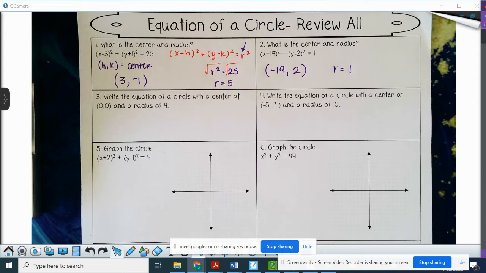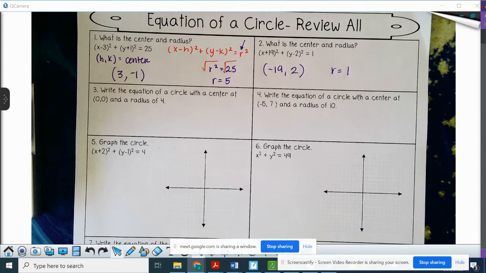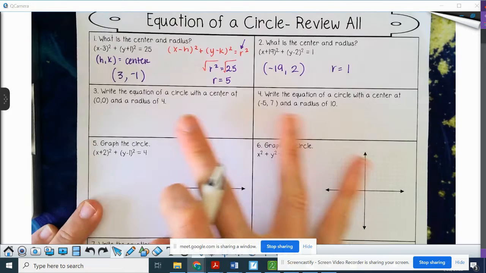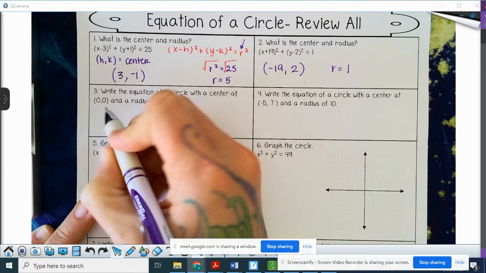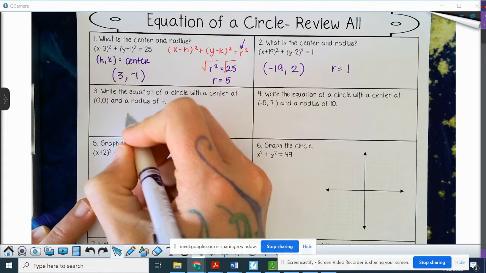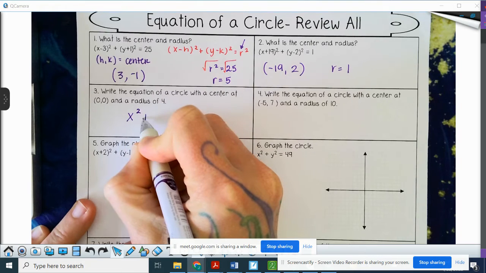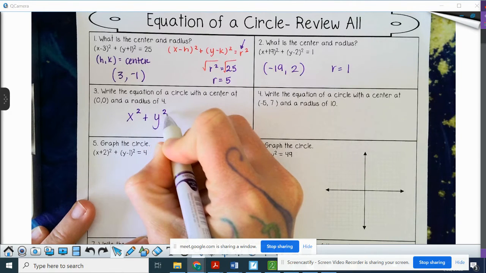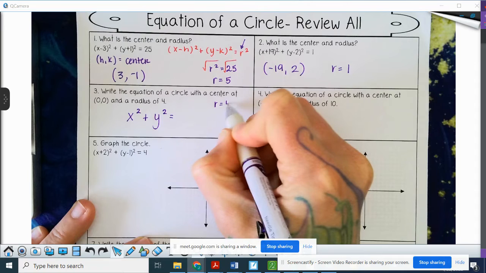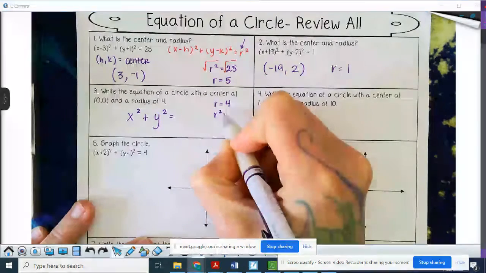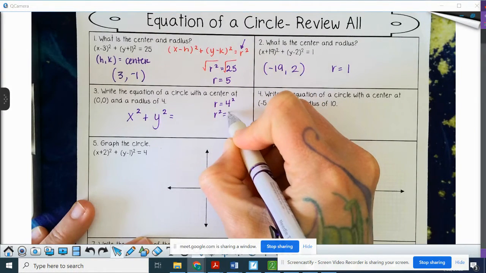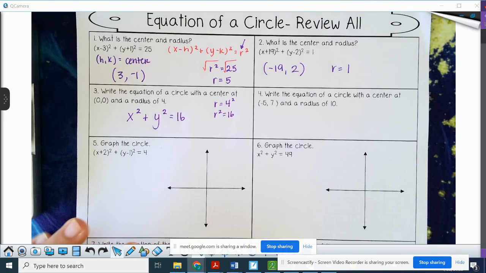Write an equation of a circle with a center at 0, 0 and a radius of 4. We'll do both of these because they're fairly easy but very different. So with 0, 0, x minus 0 is just going to give me x squared. y minus 0 is going to give me y squared. And if our radius is equal to 4, we want radius squared. So we would square that 4, so it's going to be 16 as our output there.